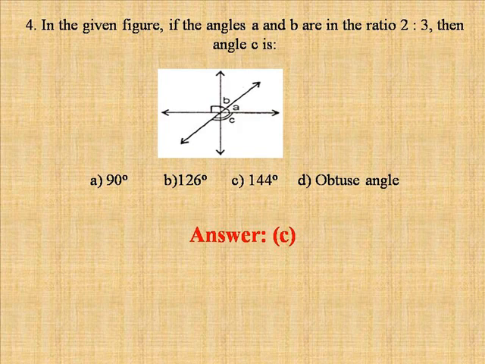So A equals 2 into 18, that is 36 degrees, and B equals 3 into 18, that is 54 degrees. So you need to find the angle C. That is, A plus C is 180 degrees. So from there, 180 minus 36 equals 144 degrees. So you get answer C, 144 is your answer.